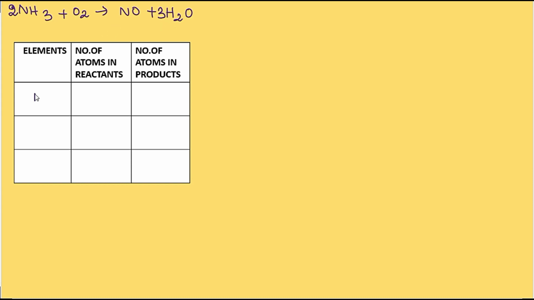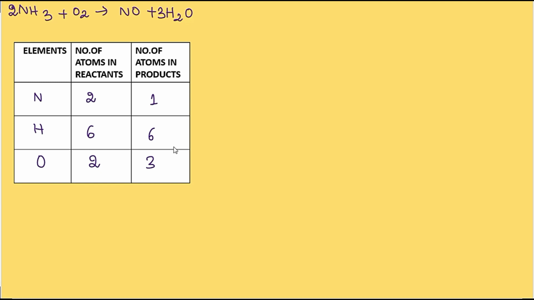Now again we will write down the names of the elements. So hydrogen here in the reactant side has become 6 and in the product side it is 6, and oxygen, 2 atoms are there in the reactants and here 3 atoms are there.